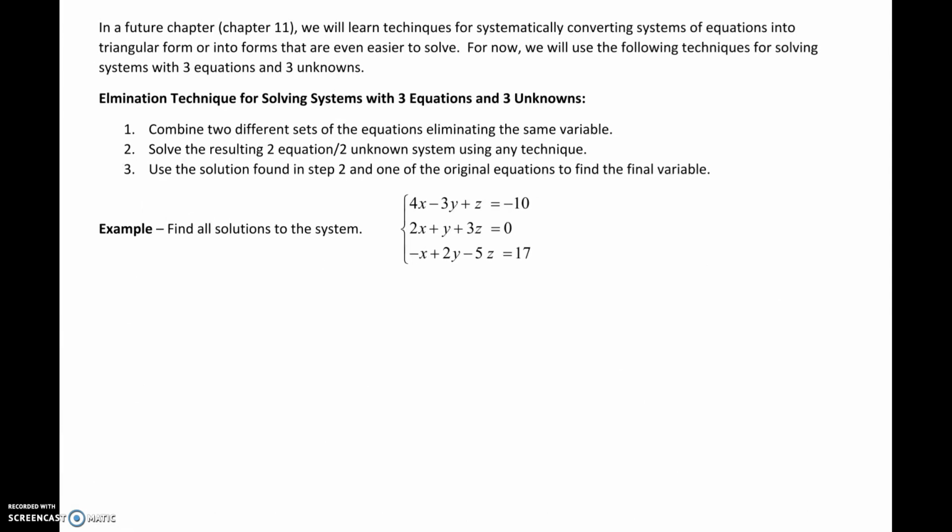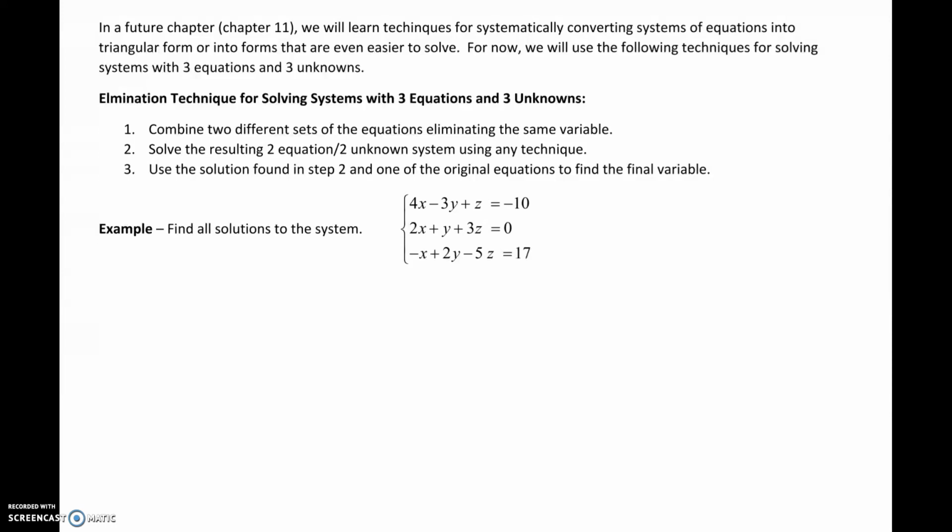Okay, so in a future chapter, chapter 11, we will learn techniques for systematically converting systems of equations into triangular form or into forms that are even easier to solve. So that's when we do matrices. But for now, we're going to use other techniques that build on that. So you can combine two different sets of equations, eliminating the same variable. That's what you do with elimination, right? You're trying to eliminate a variable. Solve the resulting two unknowns using any technique. I use elimination all the time. Then use the solution found in step 2 and one of the original equations to find the variable.